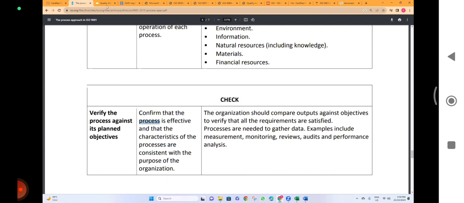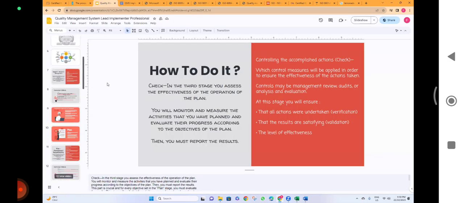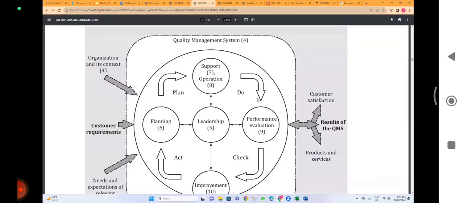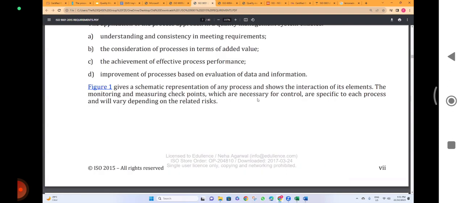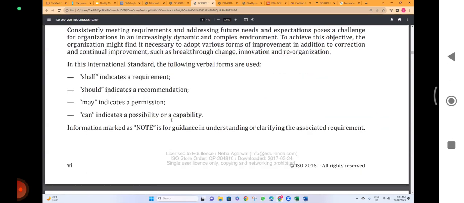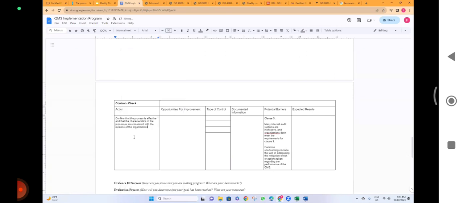And here, you understand, you are confirming the process is effective. What is the process here? The process is literally this one. This is the process here. What is the process? The process is this one that you see here, and this is the process that was described earlier on. This standard employs the process approach. So this is now what you're trying to do here. So this is now the action that you want to take.